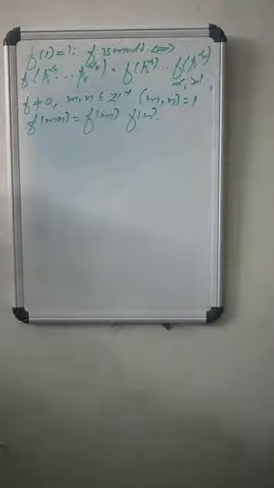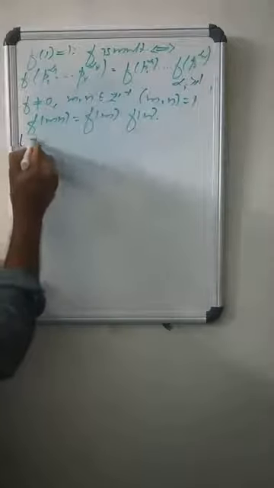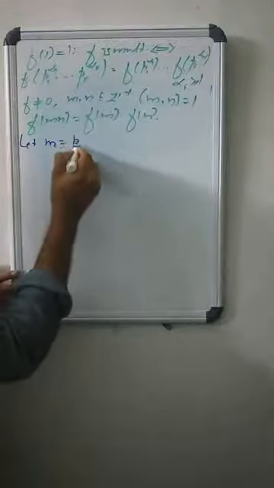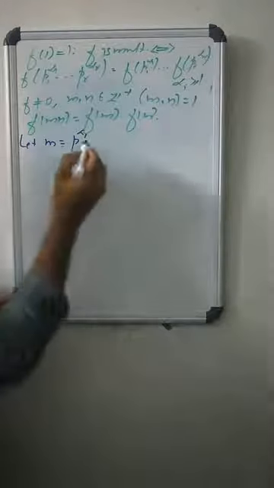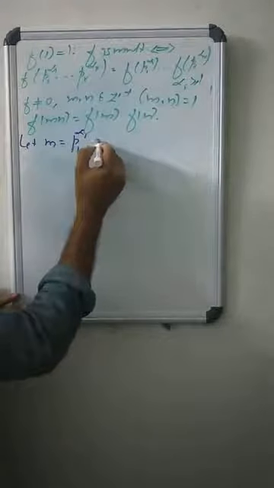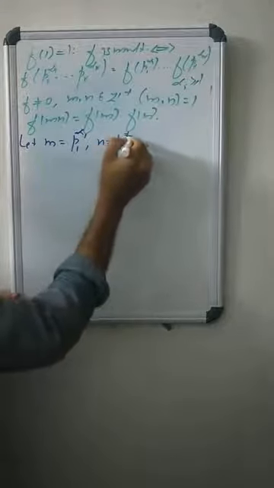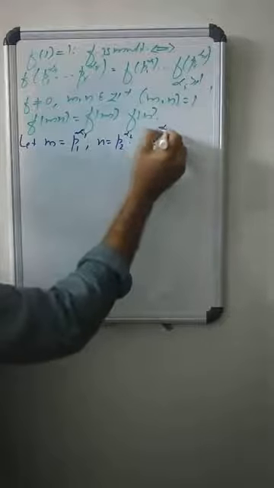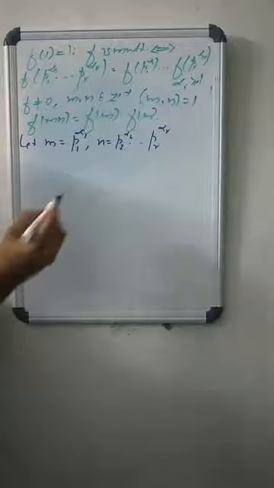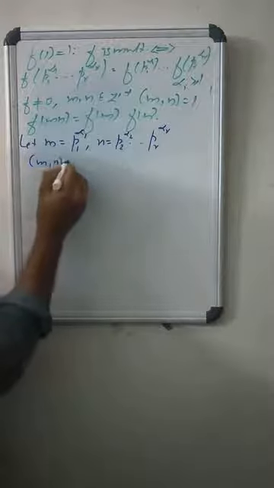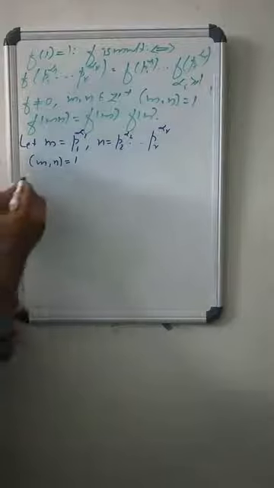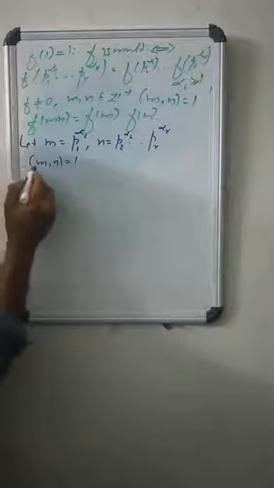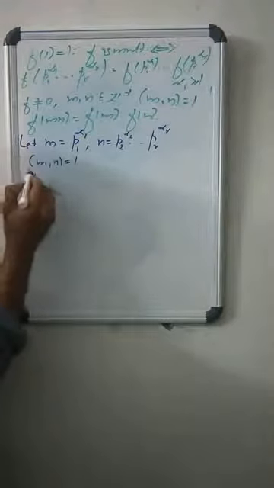Now consider m equals p1 power alpha 1, and n equals p2 power alpha 2, etc., pr power alpha r. Clearly, this m and n are relatively prime, meaning they have no common factor other than 1. So since m and n are relatively prime, we know that f is multiplicative.